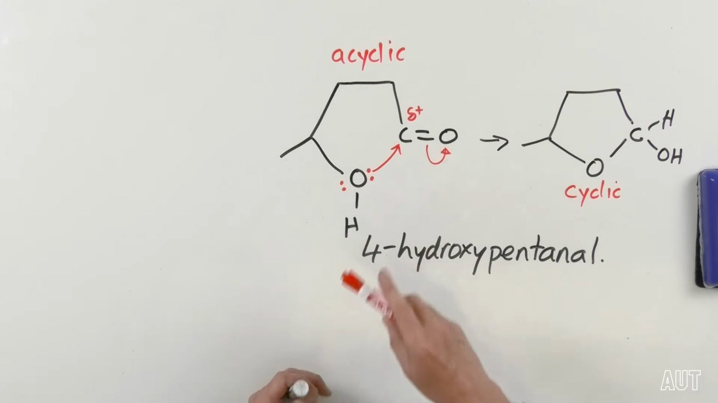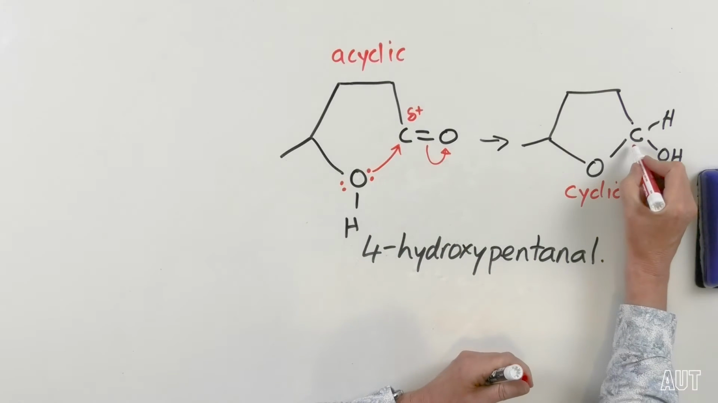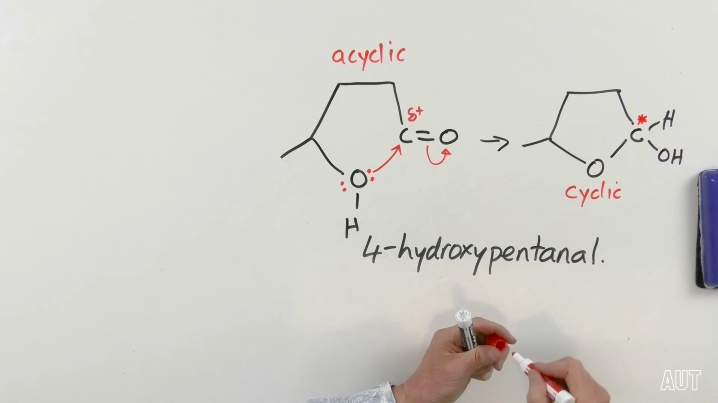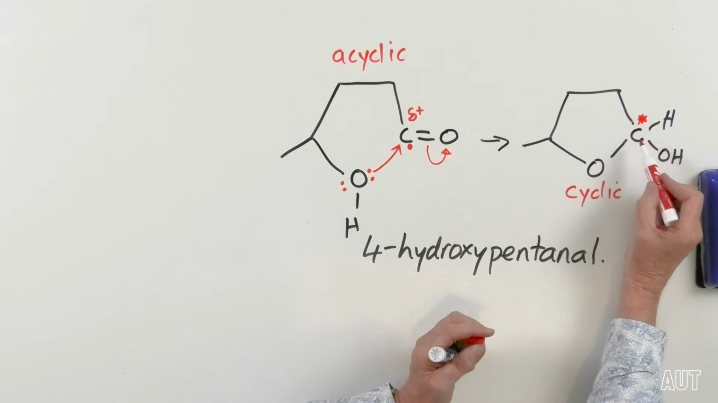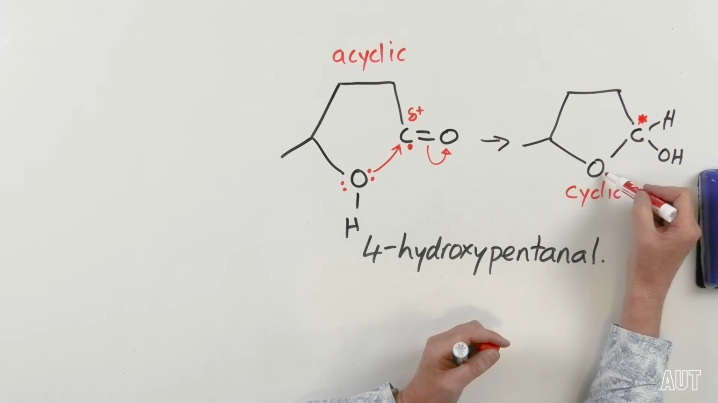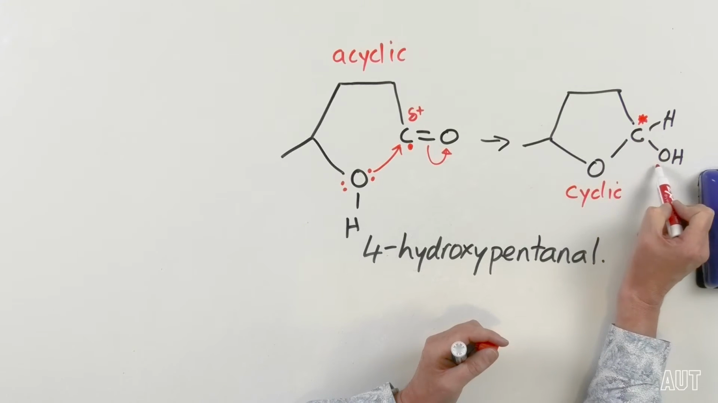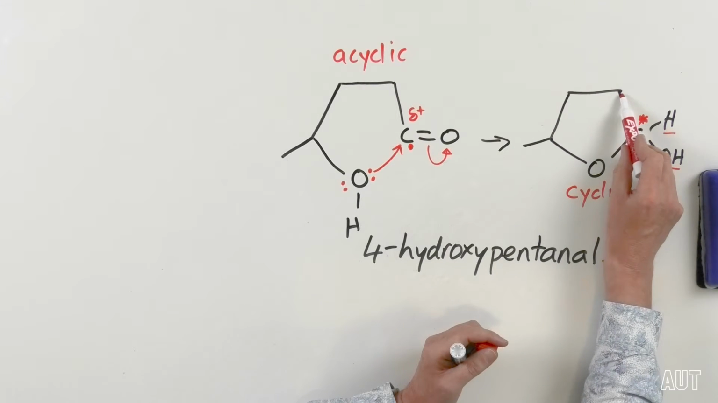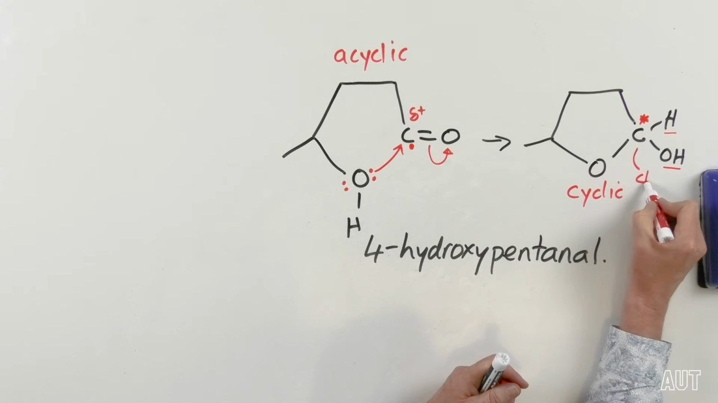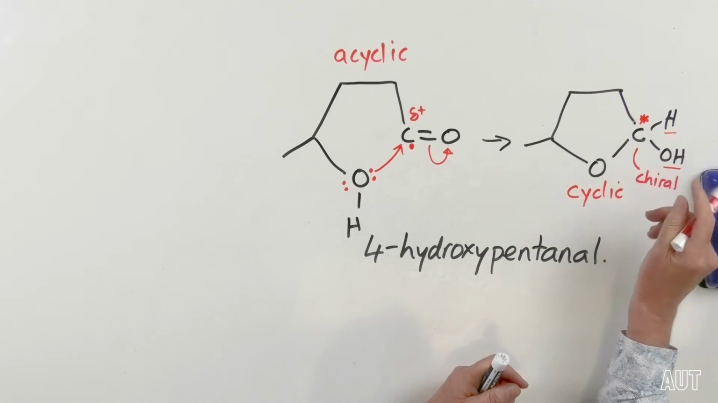And really importantly, look at this particular carbon atom here. It's the same carbon atom as here, except what have we done to it when we've made a ring out of it? We've got an OH attached, an H attached, an OR group attached, and a carbon attached. We've got 4 different groups around that carbon. So this carbon is now chiral. We have created a stereocenter when we made the ring.